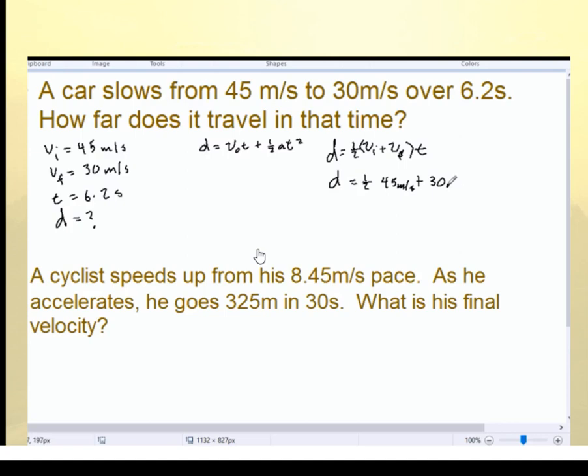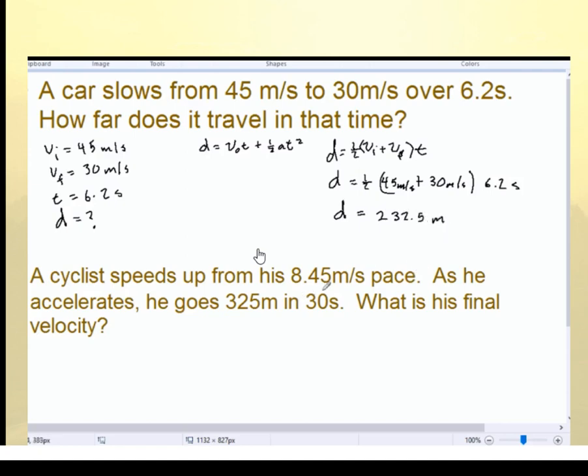But 45 plus 30 meters per second. Let's do our unit analysis too as we go here. 6.2 seconds. This is going to be meters per second times seconds, so the seconds in the bottom are going to go away, and I'll just have meters and half of meters. Well, gosh, that's a way to measure distance, so we must be on the right track. And when we type that in the calculator, I get 232.5 meters.